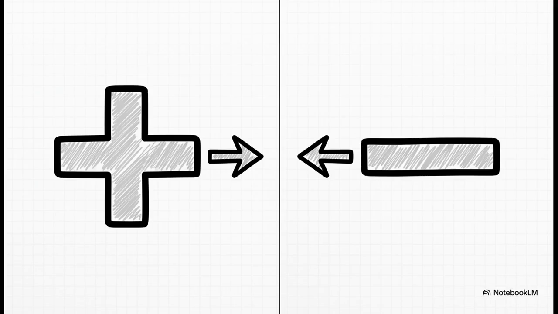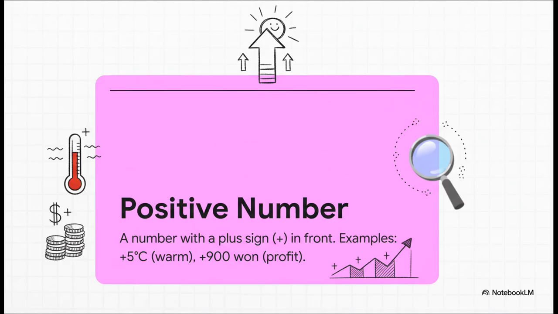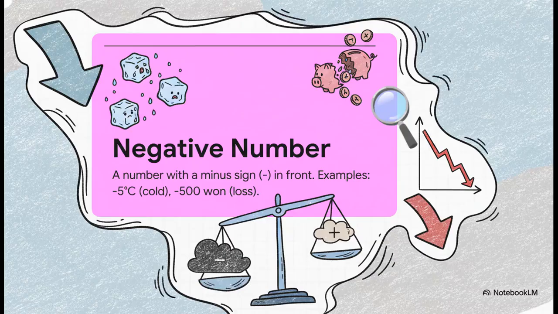They are perfect opposites. So when we stick a plus sign in front of a number, we create something called a positive number. Just think of positive as meaning more, or something above our starting point. Like plus 5 degrees means it's 5 degrees above zero, nice and warm. And plus $900, that means you have a profit of $900. It's a gain.